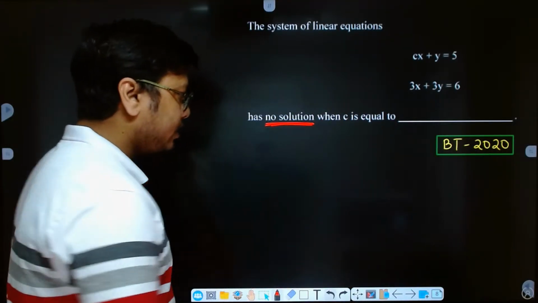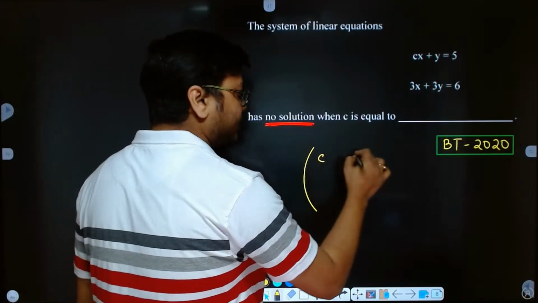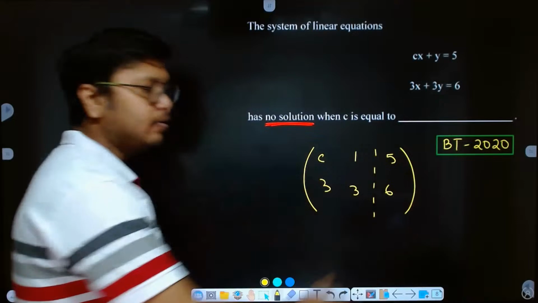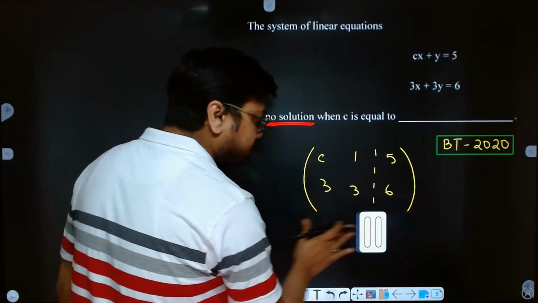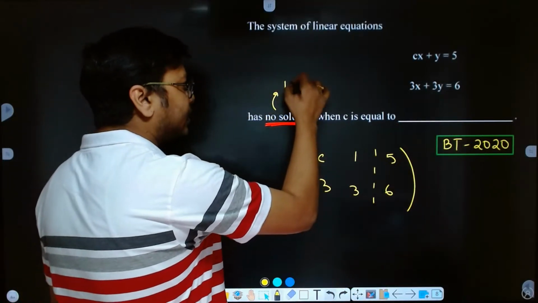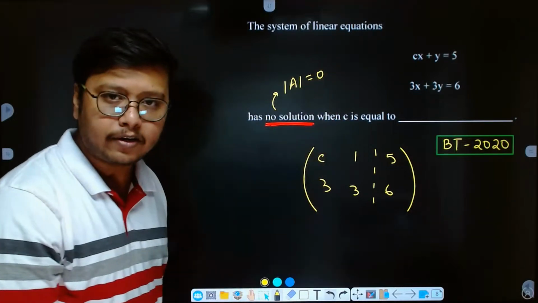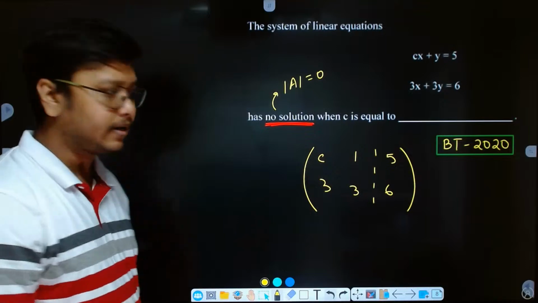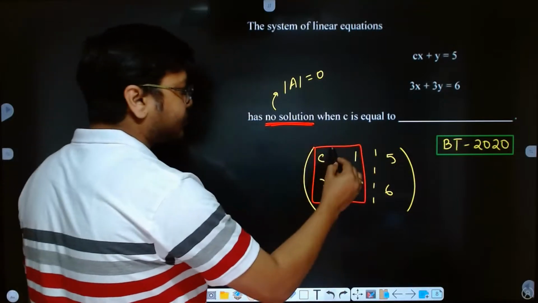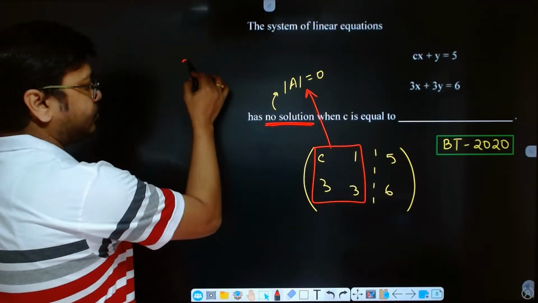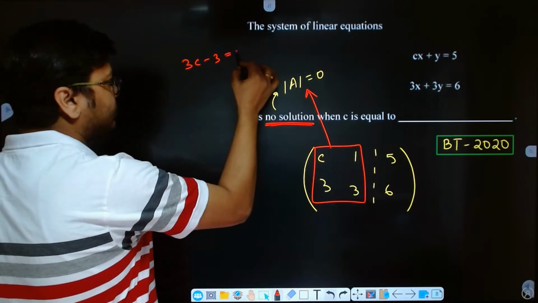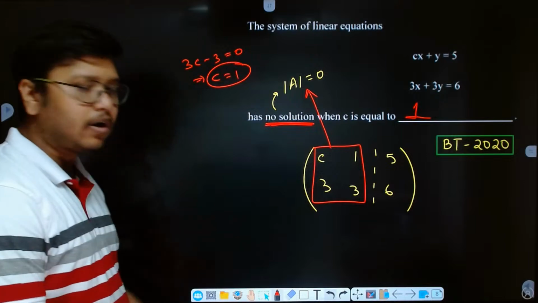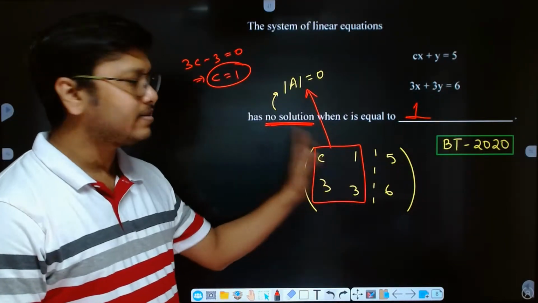Okay, because here your augment matrix would be C 1, 5, 3, 3, 6. We don't need to do the rank operations because for no solution we know one of the criteria is determinant 0. There are other criteria also, but this is one of them. And this should give you the answer because C is in the coefficient part. So this determinant must be equal to 0. So you would have 3C minus C equals 0. So your C value would be 1.